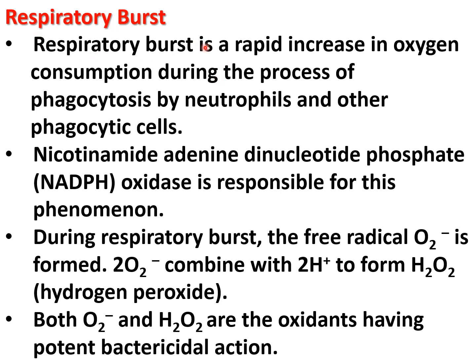Now what is the respiratory burst? Respiratory burst is a rapid increase in oxygen consumption during the process of phagocytosis by neutrophils and other phagocytic cells. Nicotinamide adenine dinucleotide phosphate oxidase is responsible for this phenomenon. During the respiratory burst, the free radical is formed, and two molecules of the free radical combine with two atoms of hydrogen to form hydrogen peroxide. Both free radical and hydrogen peroxide are oxidants and have potent bactericidal action.